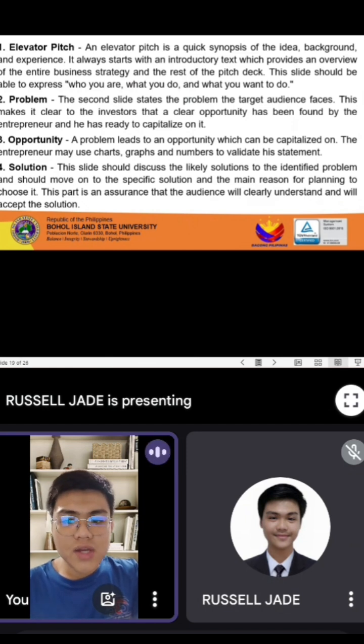The next is the opportunity. A problem leads to an opportunity which can be capitalized on. The entrepreneur may use charts, graphs, and numbers to validate his statements. Number four is the solution. This slide should discuss the likely solutions to the identified problems and should move on to a specific solution and the main reason for choosing it. This part is an assurance that the audience will clearly understand and accept the solution.